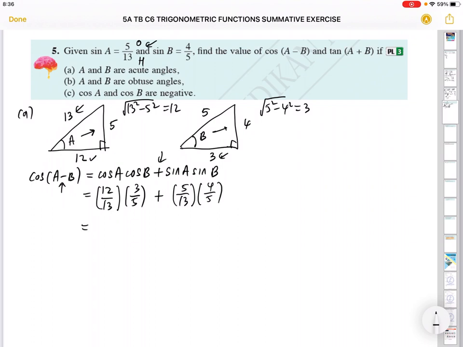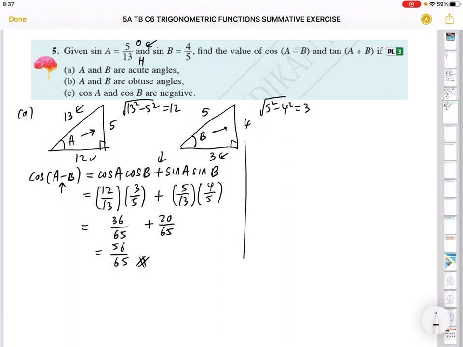Okay, I'm going to show you one by one, so it's easy for you to see later. This is 20 over 65. Answer 56 over 65. Okay, right. Now, how about the second part?